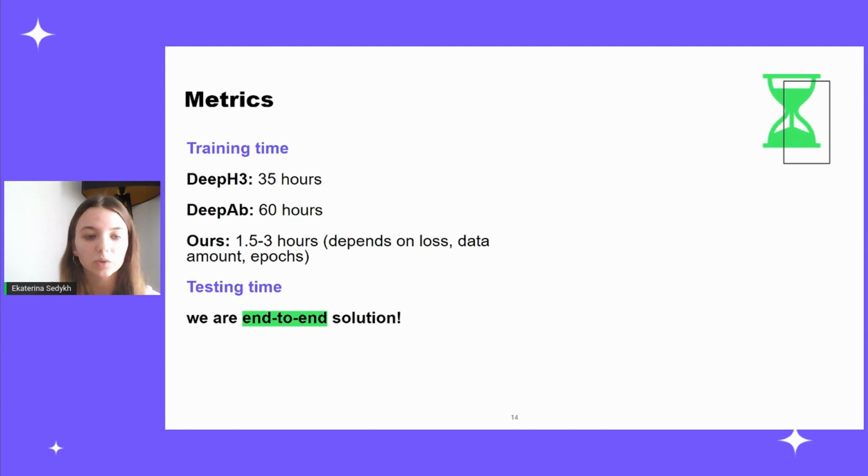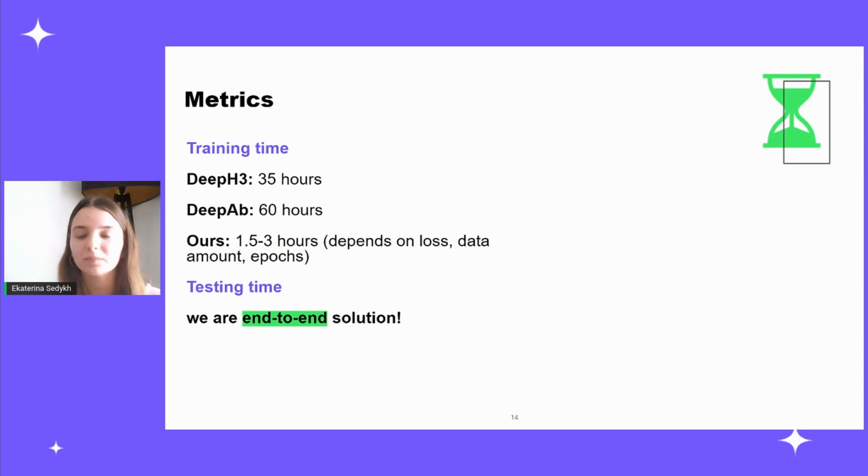And another metric on which we want to compare is time. So we compared it to two state-of-the-art models, DeepH3 and DeepAb. And even though it depends on some factors like the length of our data and what we choose, overall it can be 10, 20 times faster in training, while not really losing in quality.